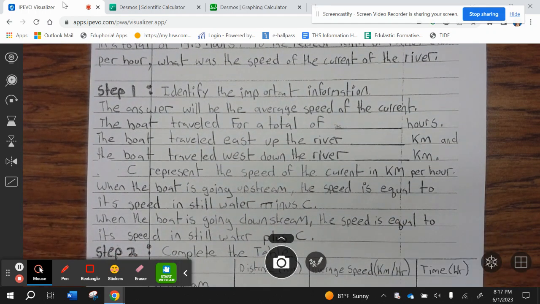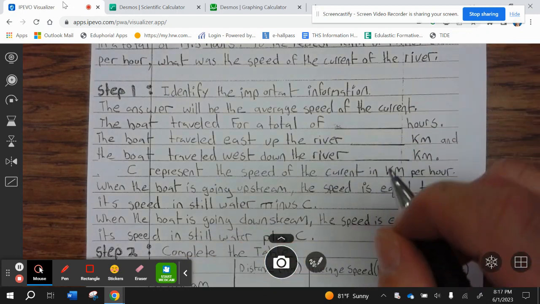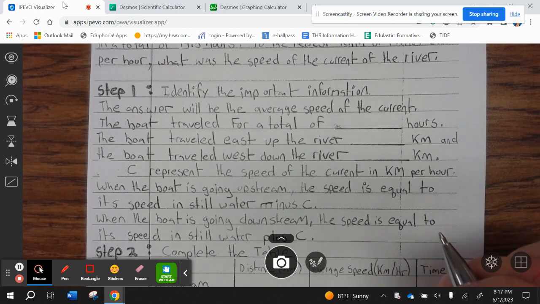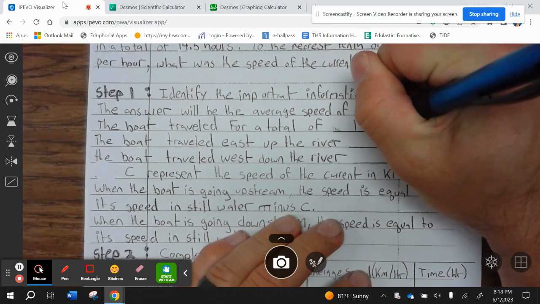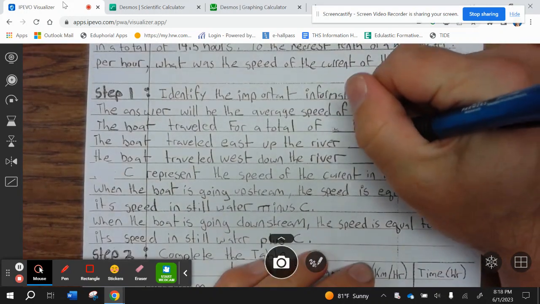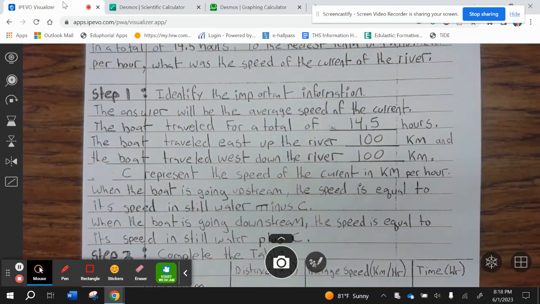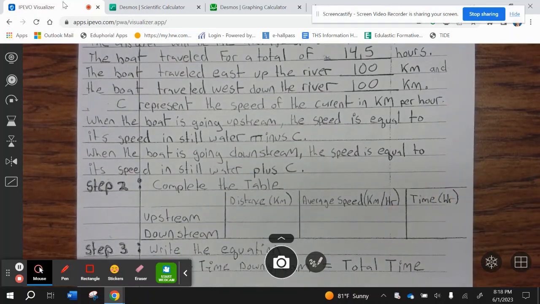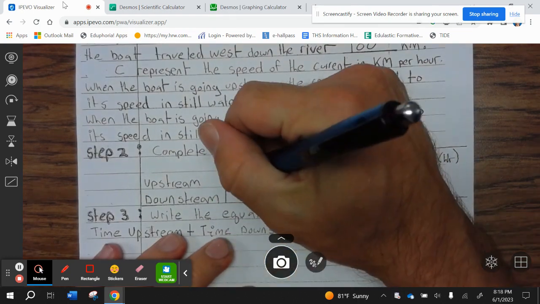So identify the important information. The boat traveled for a total of 14.5 hours. It went up 100 kilometers, and then went west 100 kilometers. Let C represent the speed of the current in kilometers per hour. When the boat is going upstream, the speed is equal to the speed in still water minus C. When the boat is going downstream, the speed is equal to the speed in still water plus C. So the distance is 100 for both.